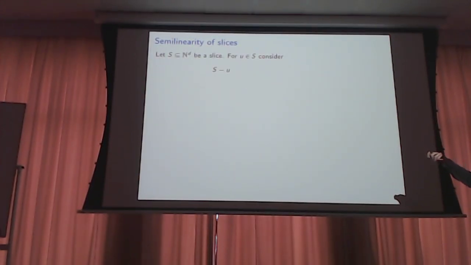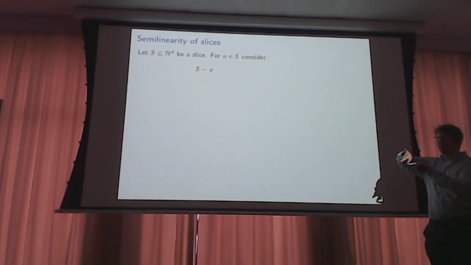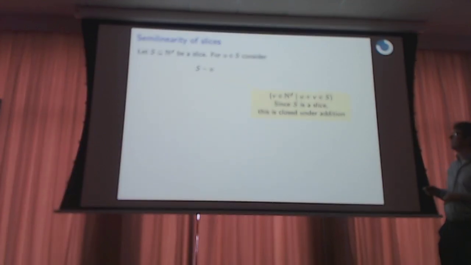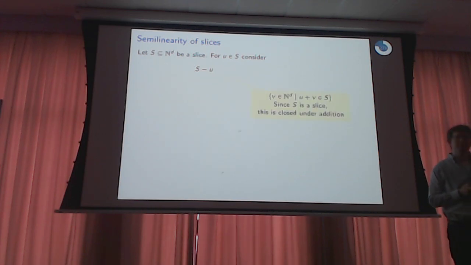All right. So first of all, you can consider for every element U in your slice this set S minus U, which means all the differences that you can add above the U to still stay in S. So it's the set of all V, so that U plus V is in S. And the slice condition just says that this is closed under addition. So this is a monoid. This is S minus U.